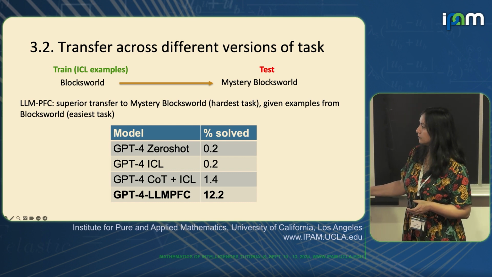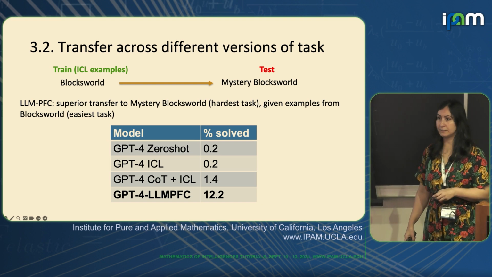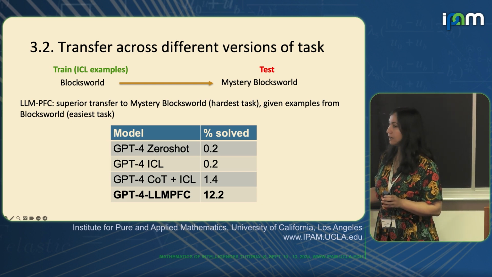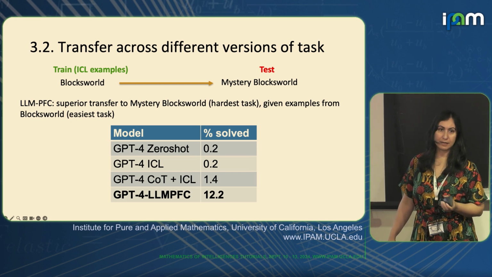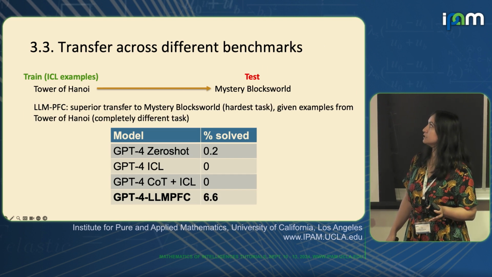But all of a sudden, with LLM-PFC, the transfer is at 12%, which is significantly higher. It's still bad, it's still poor, but it's a lot higher than the other one. So that was nice. And the final test of transfer is transfer across very different tasks.